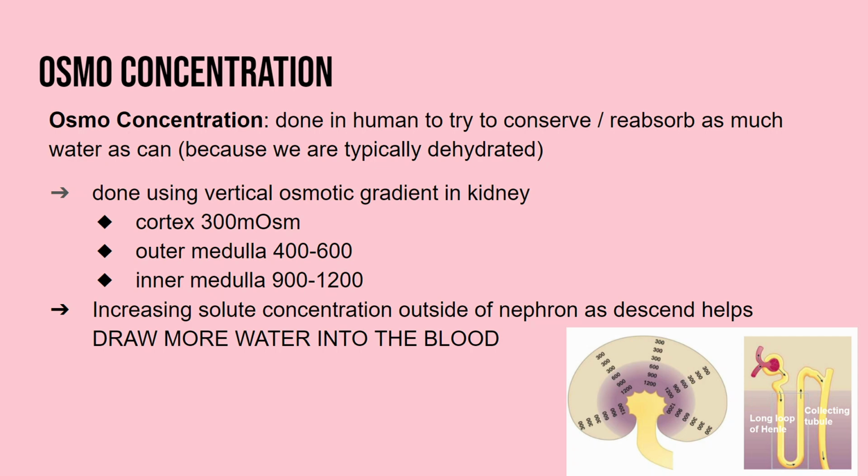So the cortex is the outside that has a concentration of about 300, I think it's milliosmoles is the unit, I'm not sure. And then the outer medulla is 400 to 600, and the inner medulla is 900 to 1200. Basically, it's increasing as you go deeper into the kidney. And this helps draw more water out of the filtrate and into the blood.